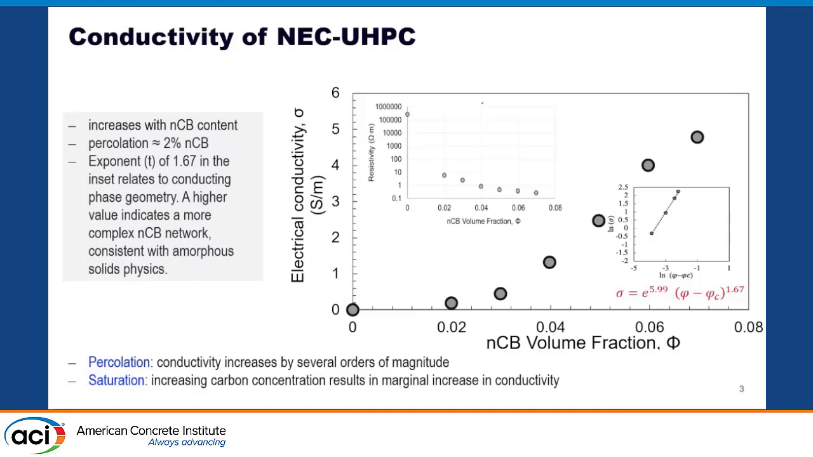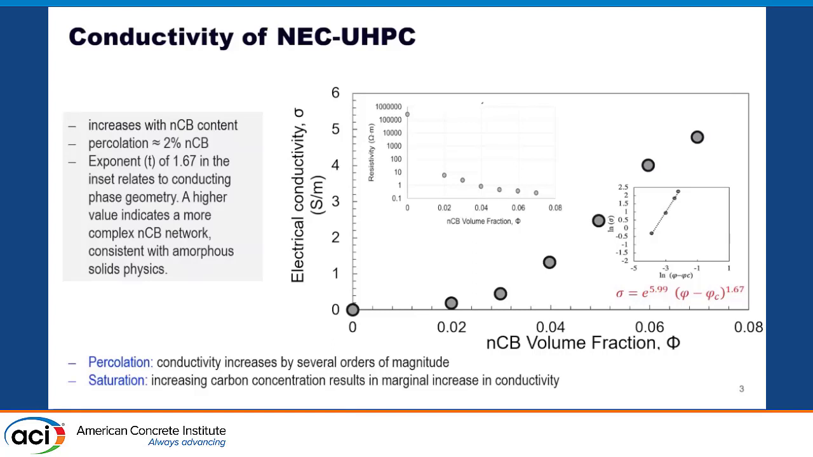In this graph, we can see nano carbon black volume fraction versus electrical conductivity of ultra-high performance concrete. In the upper inset we can see the resistivity of UHPC, and in the other inset, the relation between the volume fraction of carbon black minus the volume fraction at the percolation threshold versus electrical conductivity. We observed that the addition of carbon black enhanced the electrical conductivity by forming a percolation threshold at 2%, and we also reached a saturation point above 60% of nano carbon black.